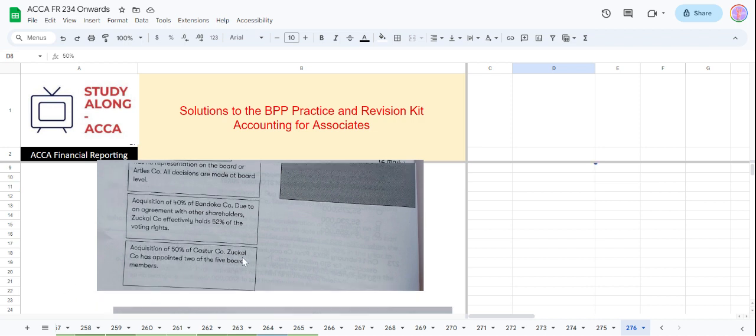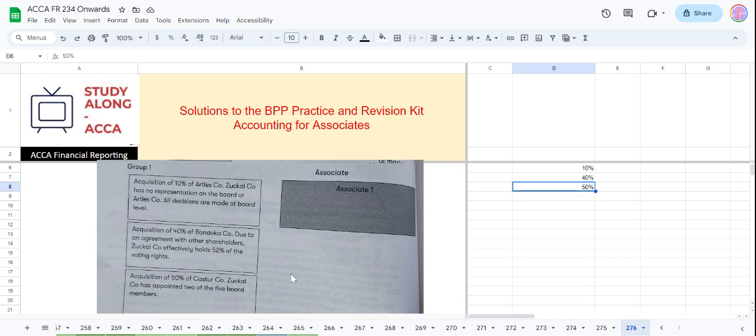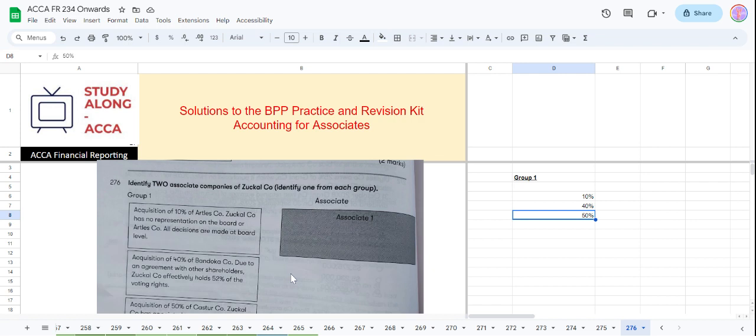Z company has appointed two of the five board members. So they have appointed only two of the five. Then still three are independent of them, the Z company. So the Z company will not have the power to direct operating decisions. They can participate in the financial and operating decisions, but they will not direct because the majority of the board of directors are not theirs. They just have two directors out of five. So this 50% case looks right.